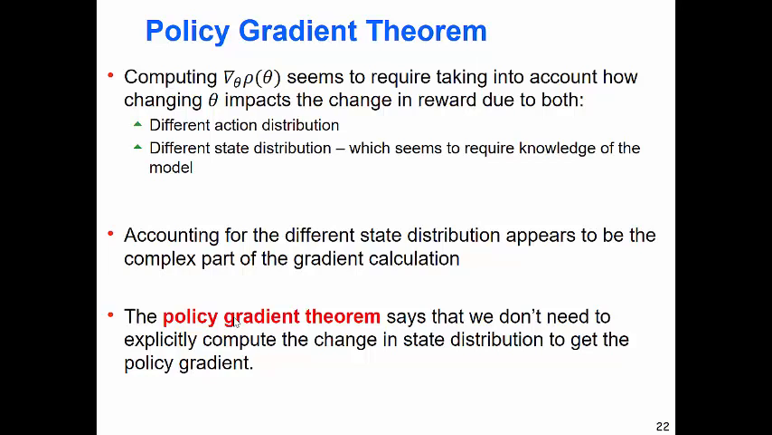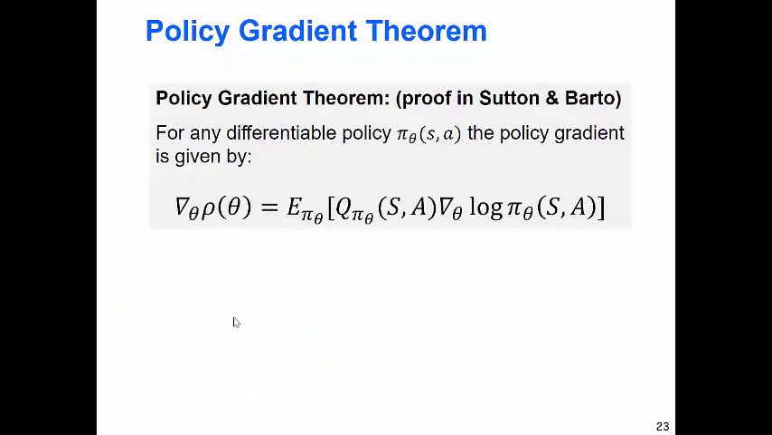So let's see if we can make that make sense by showing the theorem. I'm not going to prove it; it's a pretty short proof in Sutton and Barto, the book that you have. Let's look at this for a bit. Of course, you have to assume that the policy is differentiable, so this is a stochastic policy that's differentiable in terms of theta.